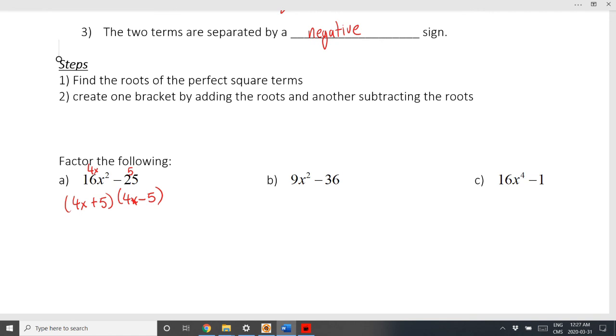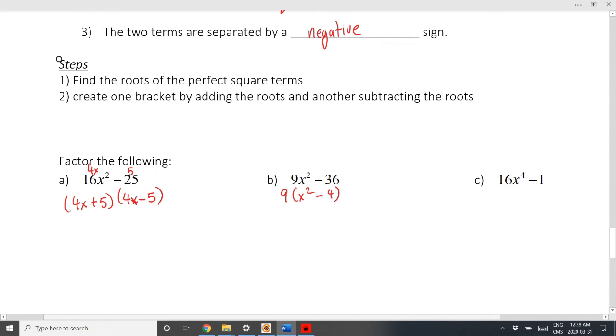Now, we have some other examples here, so I'll go ahead and do those. The first thing you'll see here for B is that we have a 9x squared and a negative 36. And the first thing you might think of, and the first thing you should do, is try common factoring first. So we have a 9x squared and we have a negative 36, so we can divide out a 9 from both of these terms. Now you'll get the same answer if you didn't do this, but you'll require more levels of factoring.